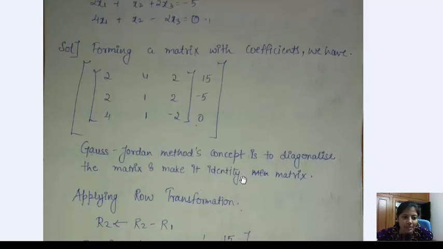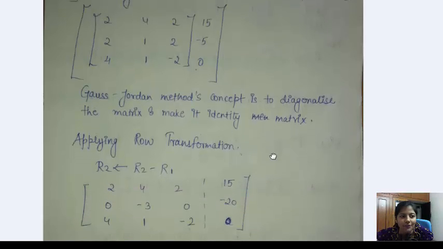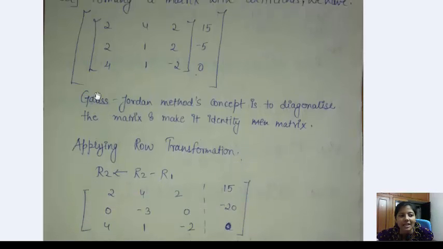The concept of the Gauss-Jordan method is to diagonalize the matrix and make it an identity matrix, and finally get the values of x1, x2 and x3. First I'll apply row transformations, making row 1 the pivot element. I'll subtract R1 from R2 and transform R2. So I'm left with 0, minus 3 and 0. Basically I have to make all the elements 0 except the diagonal elements. So here I have made both of these 0 and only minus 3 is left.